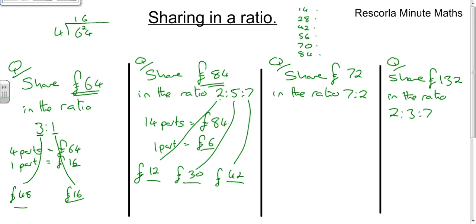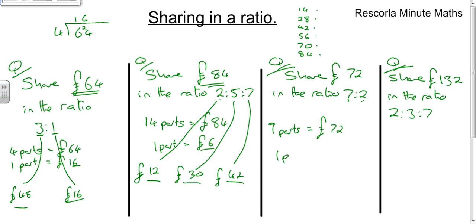Right, now pause the video, have a go at question 3 and question 4. And if you've done that, hopefully, first thing you would have done is add up the ratio. So 7 parts, 2 parts. That's going to be 9 parts. We say that 9 parts is £72. So if 9 parts is £72, we divide by 9. So 72 divided by 9.